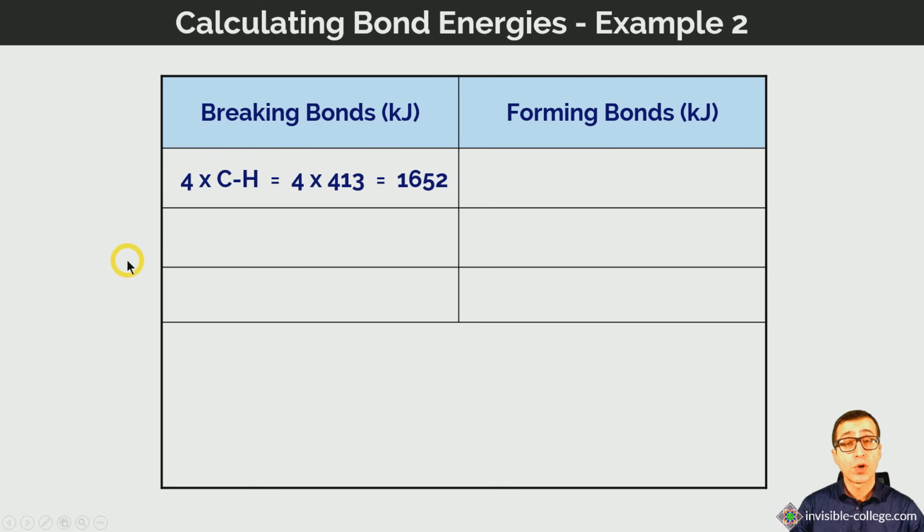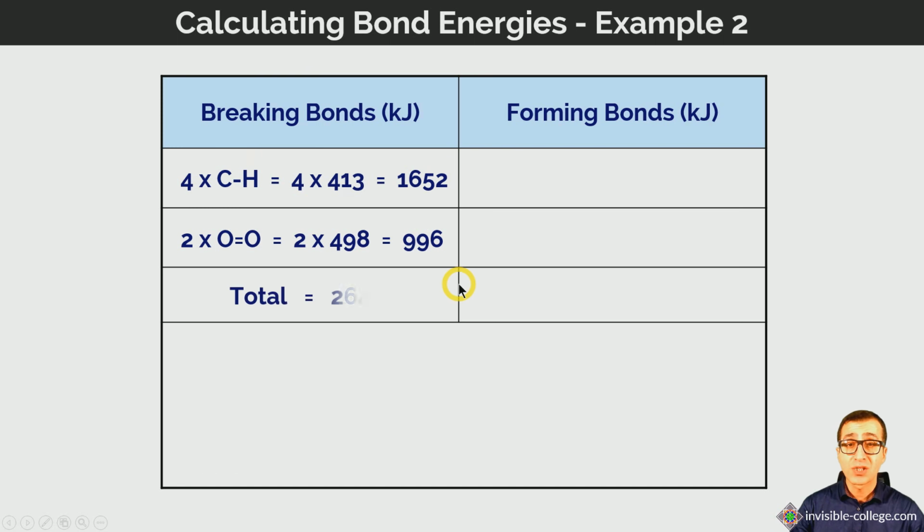We have 2 moles of oxygen molecules in the balanced symbol equation in the reactants, so we need to break 2 moles of oxygen to oxygen double bonds. This gives us a total input value of 996 kilojoules. So to break all of the bonds in our reactants, we need a total of 2,648 kilojoules of energy.